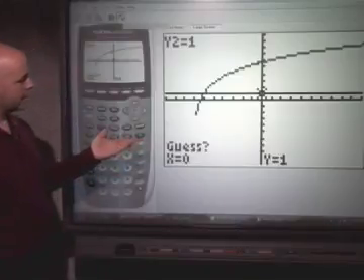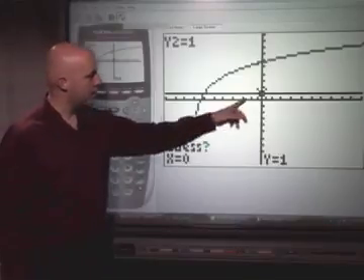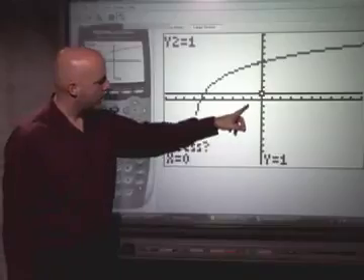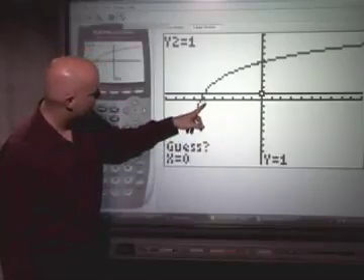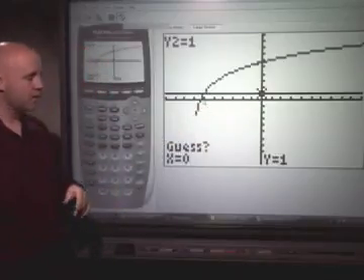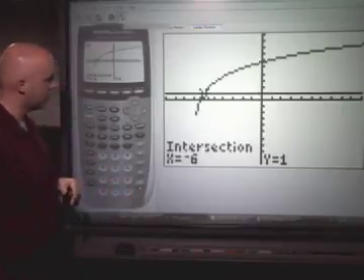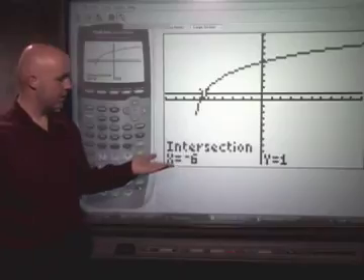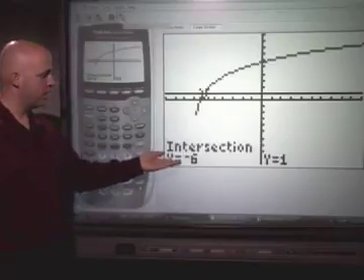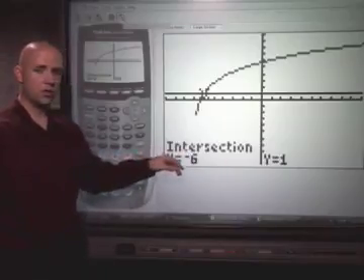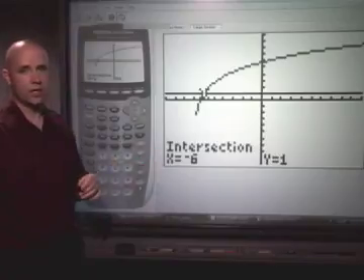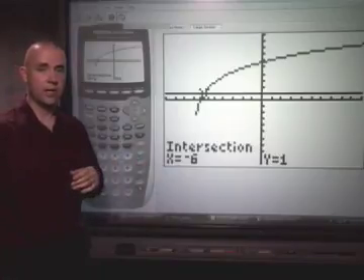And then we need a guess. We're using a standard window, so each tick mark represents 1. You can see from this that our intersection point is somewhere around -6. So let's use -6 as our guess. And it turns out that the intersection point does occur at -6. The intersection point is (-6, 1). So the solution to our equation is x equal to -6. And this verifies the result that we obtained algebraically.